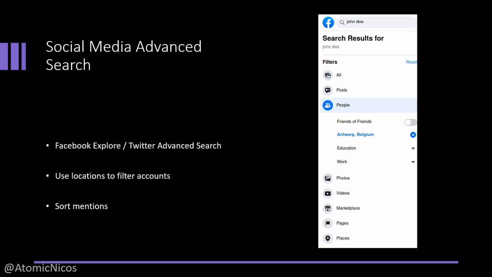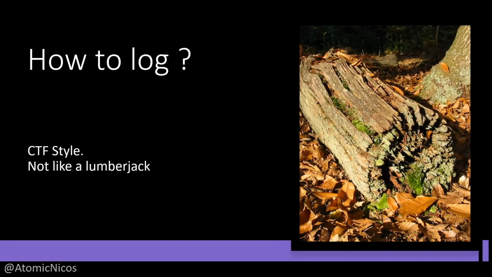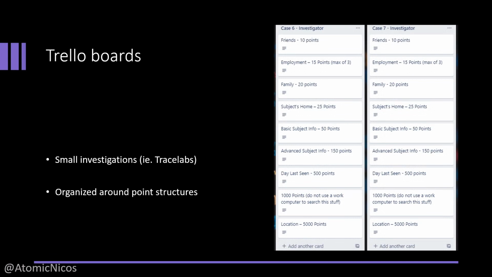Final part is, since you're going to be building a report, it's how to log what you found, right? First idea would be a Trello board, right? Like we mentioned earlier. That's good for small investigations, like Trace Labs investigations, and for example, investigations that are structured around points, right?